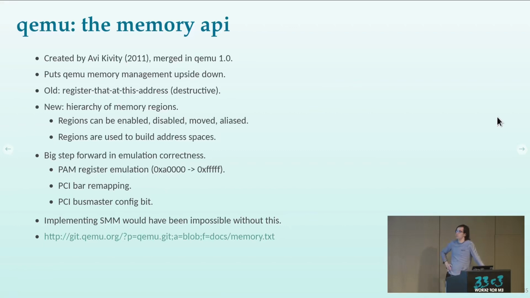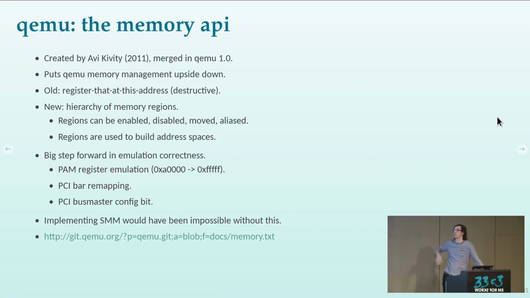And now we have a hierarchy of memory regions, and you can enable them, disable them, move them around, and create aliases. And these regions are used to build address spaces, which was a big step forward in correctness of the emulation of various corner cases. For example, if you remap a PCI BAR of your network adapter, it now actually works correctly, in that the BAR actually disappears at the old location.